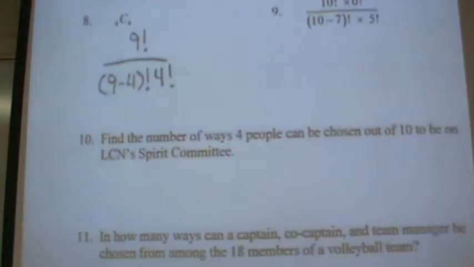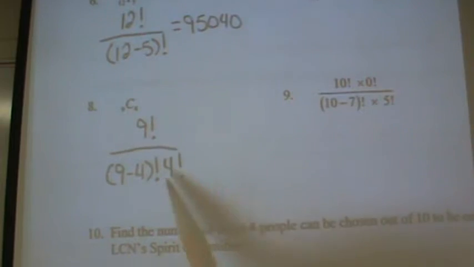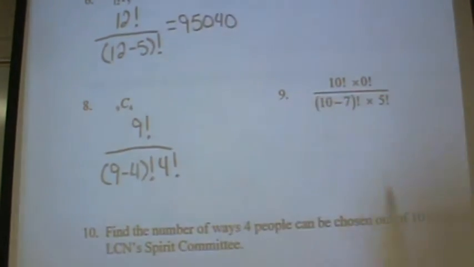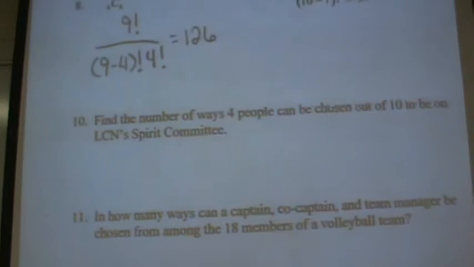Number 8 is a combination. So if we rewrite that in the fraction form, you're going to get 9 factorial over 9 minus 4 factorial times 4 factorial. Remember that the combination has the extra term on the bottom where the permutation does not. And when you plug that into your calculator, you should get 126.